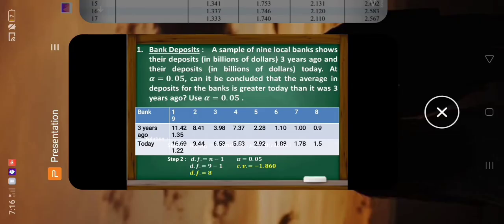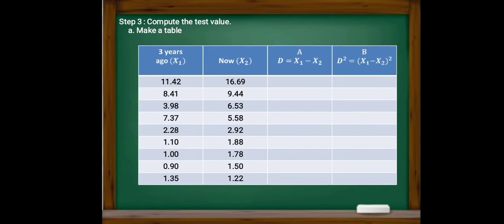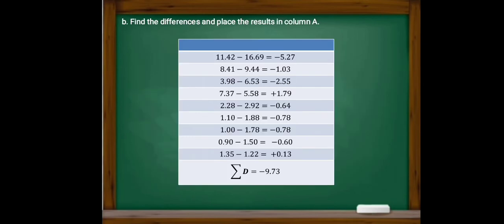Okay, so, for step 3, compute the test value. Make a table based on the given data. Okay, you have to input the data 3 years ago and the data today. And after, find the differences and place the results in column A. So, 11.42 minus 16.69, you get negative 5.27. So, the same thing to do for the other data until we can get summation of the differences is equal to negative 9.73.